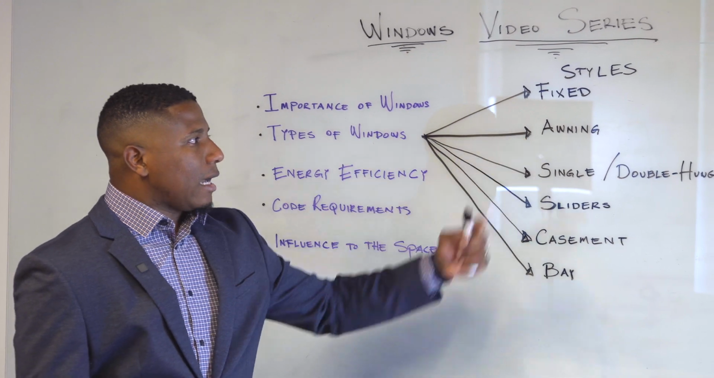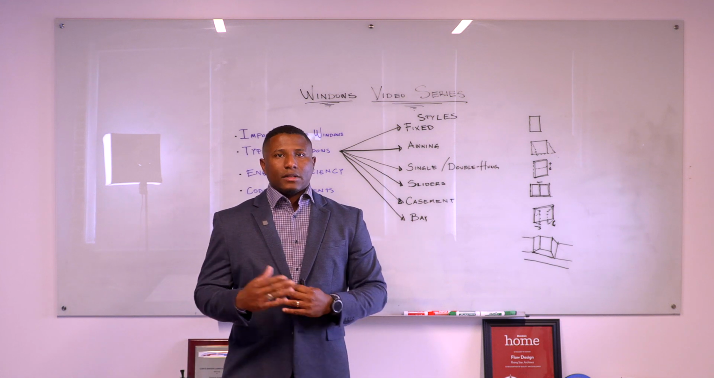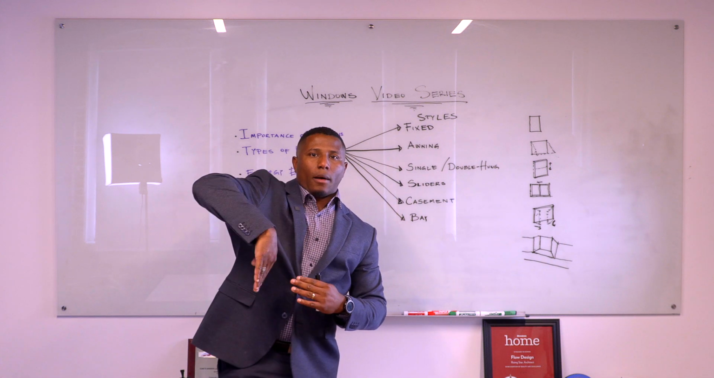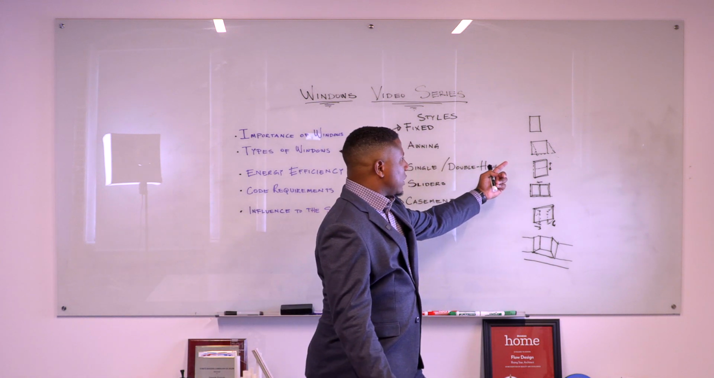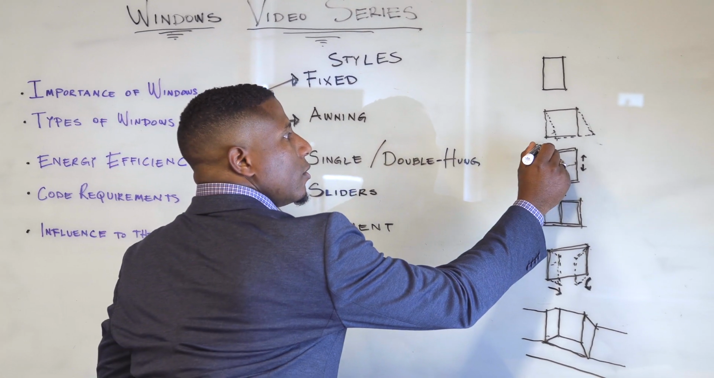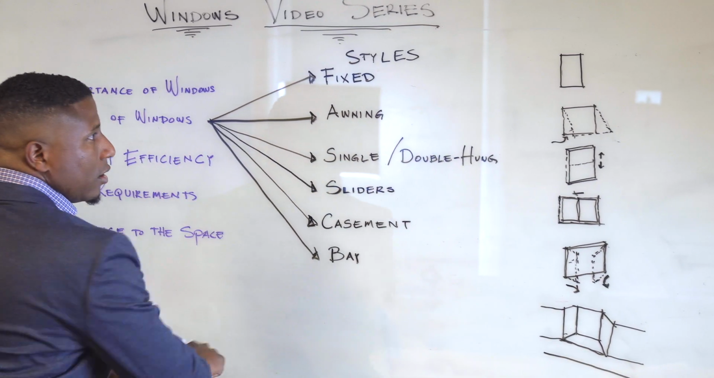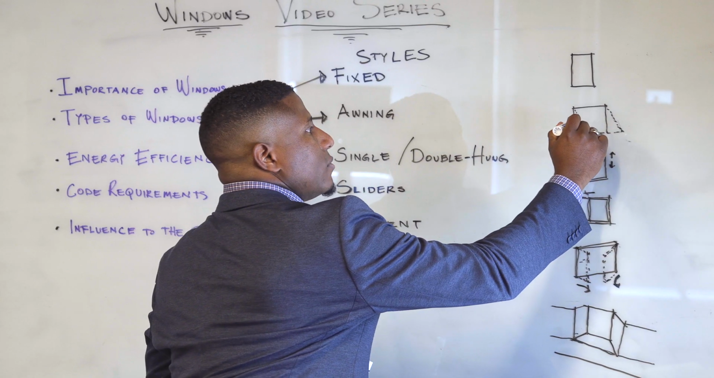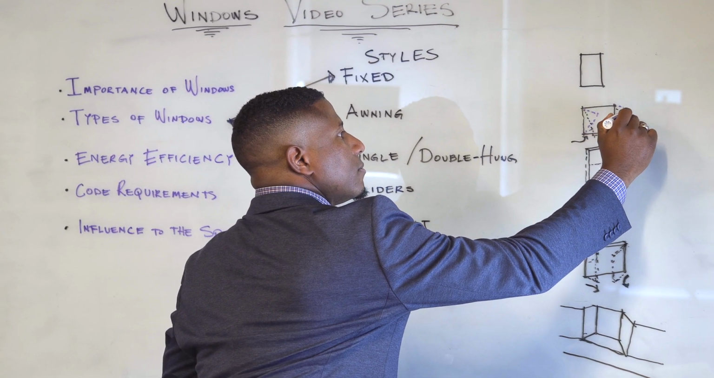The second type of window is an awning window. An awning window is a window that you can operate, but there are different types. You can operate it from the bottom up or from the top down. If you look at this diagram, I'm showing it in a way that is from the bottom up. You can operate that window from the bottom up, but depending on the manufacturer and who you're trying to get this window from, you can get them so they open in the opposite direction.